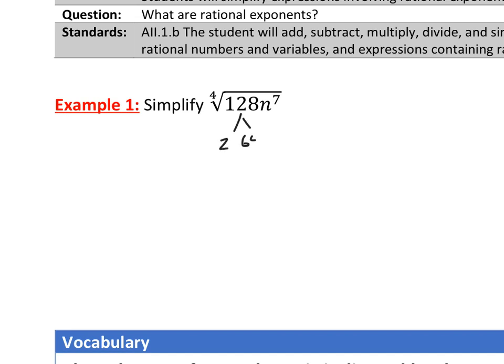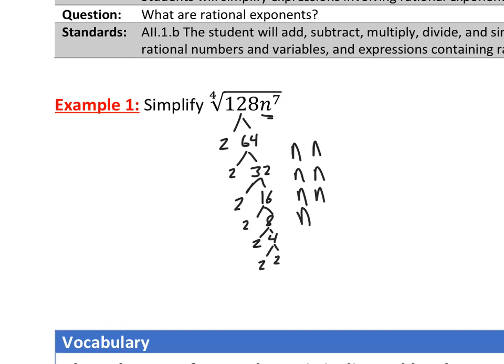2 and 64, 2 and 32, 2 and 16, 2 and 8, 2 and 4, 2 and 2. I could have done it differently; I just chose to keep using 2's. And n to the seventh means n 7 times.